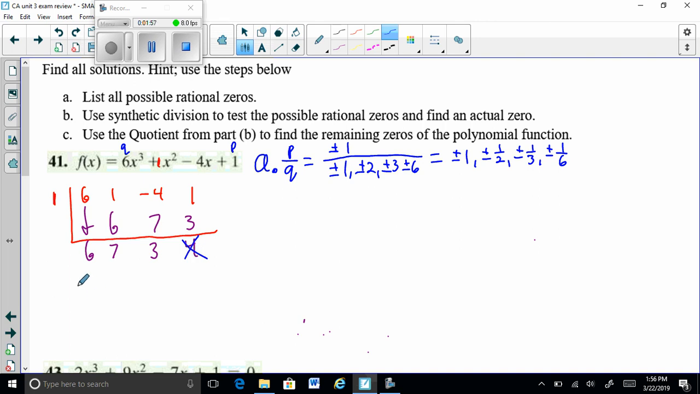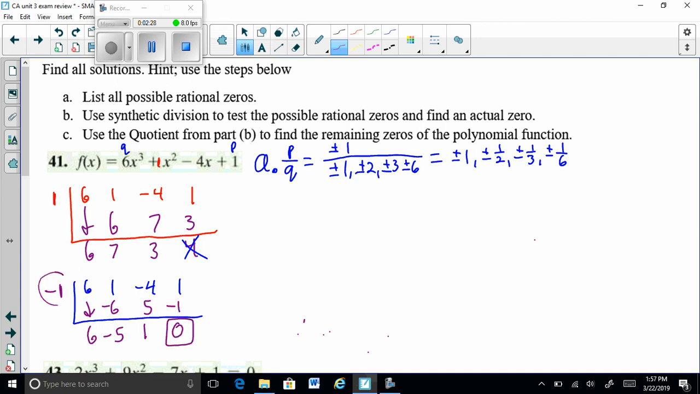Hopefully -1 will work for us. So here we go again. 6, 1, -4, 1. And so we'll go ahead and try -1 this time. So we drop the 6. 6 times -1 is -6. This adds up right here to -5. -5 times -1 is +5. +5, -4 add up to 1. 1 times -1 is -1. Adds up to 0. So bingo, we found one of our answers. So we don't want to forget that. That's actually one of our answers right there.